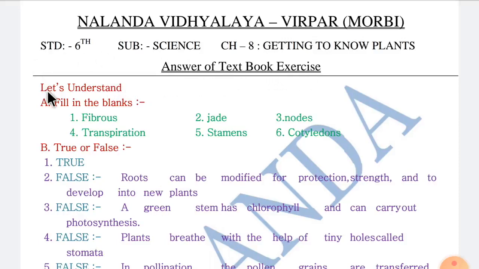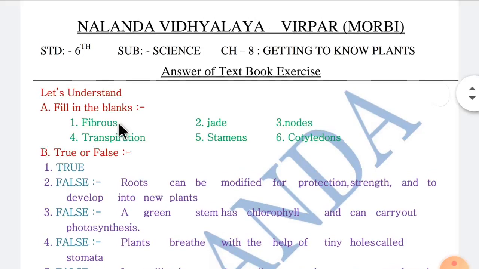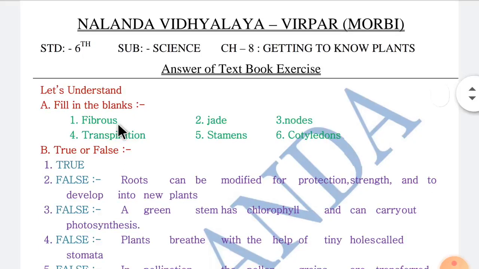First, on page number 106, let us understand the objective type questions. Question A, fill in the blanks. In that, you are seeing: dash roots are thin and almost equal in size, having a bushy appearance. The answer is fibrous root.